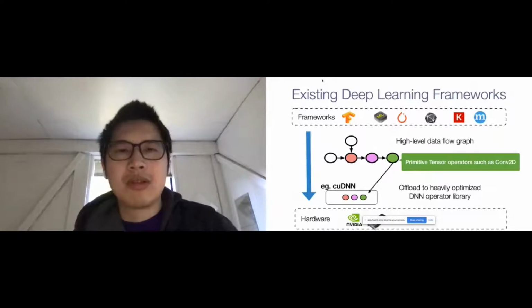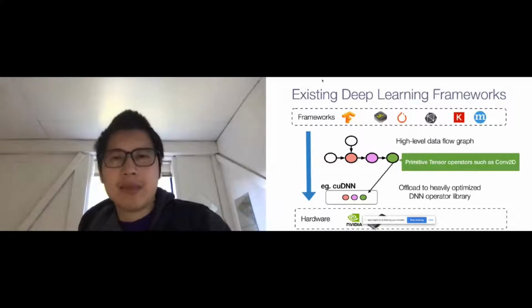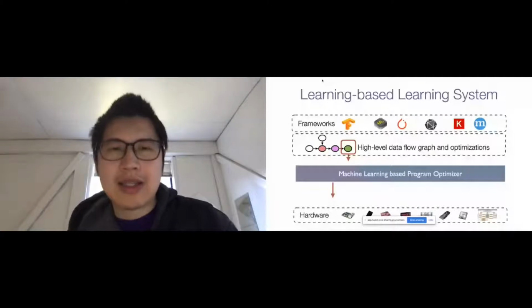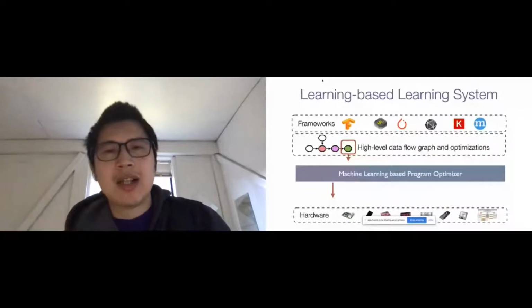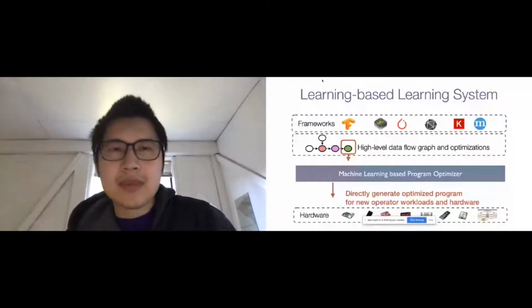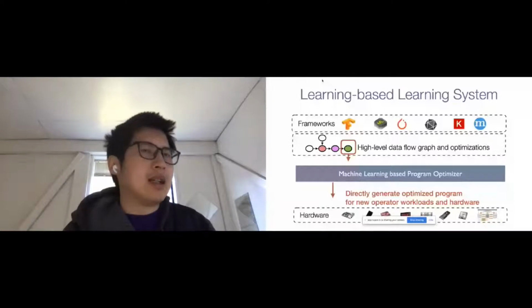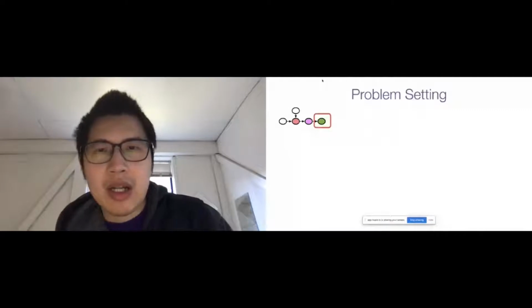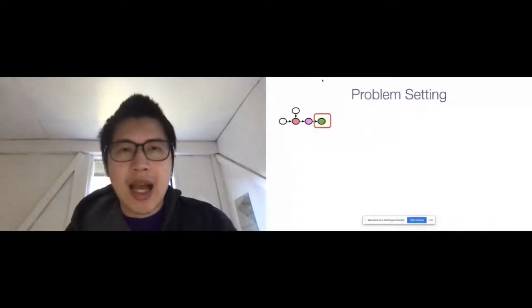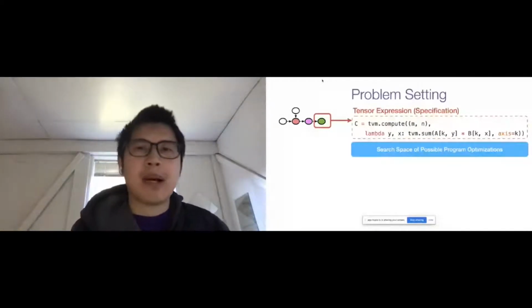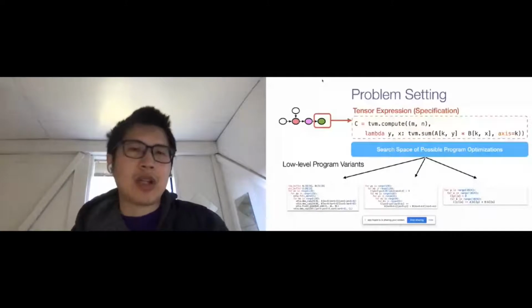The idea is we want to replace the human-based effort with a bit more automation, by building a machine learning program optimizer that takes the high-level data flow graphs, optimizes those programs, and directly generates code that can be deployed onto new hardware and new workloads. Specifically, we will describe the high-level graph node in what we call a tensor expression language, and then build a space of possible program optimizations based on the specification, and we can generate low-level variants from that.